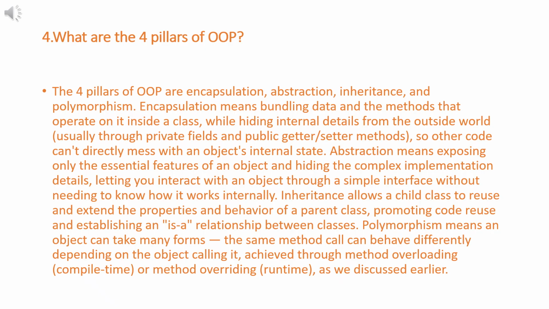Inheritance allows a child class to reuse and extend the properties and behavior of a parent class, promoting code reuse and establishing an is-a relationship between classes. Polymorphism means an object can take many forms. The same method call can behave differently depending on the object calling it, achieved through method overloading, compile time, or method overriding, runtime, as we discussed earlier.